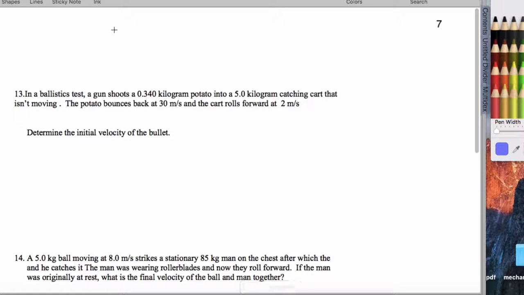Next, we've got this ballistics test. We got a potato. So here we go. We've got this potato. It's got 0.34 kilograms. We don't know its initial speed. This should say potato. And then we have this cart that rolls forward at 2 meters per second. Its mass is 5 kilograms. And then we have our potato rolling back.